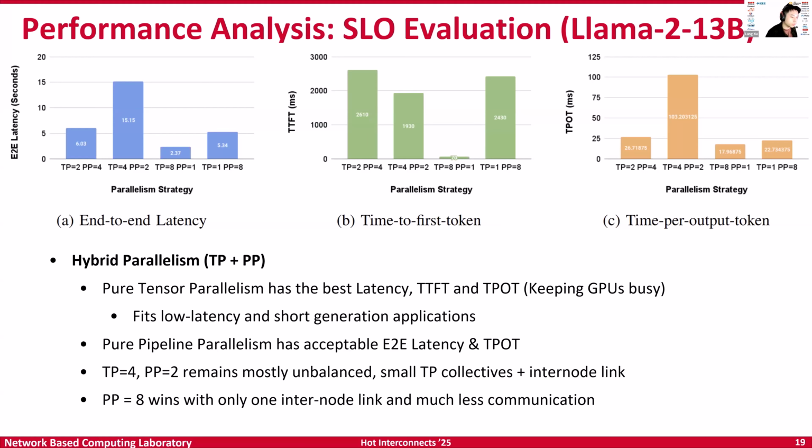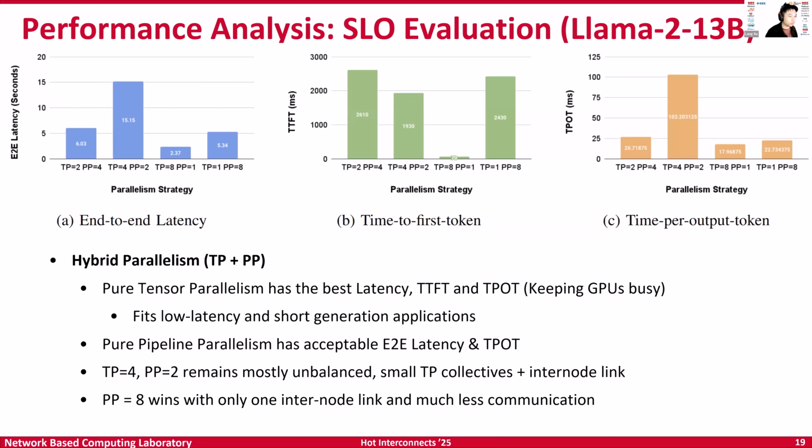One reason is that when we split stages, we are also splitting the model across the ranks, so we are witnessing less computation per GPU. The execution time for each GPU will decrease as we scale up the PP size. TP4 and PP2 remains mostly unbalanced, mainly because hybrid parallelism has more small TP collectives compared to pipeline parallelism, and it also creates a dependency where there is only one internode link between the pipeline stages, which is the lowest bandwidth in our configurations.